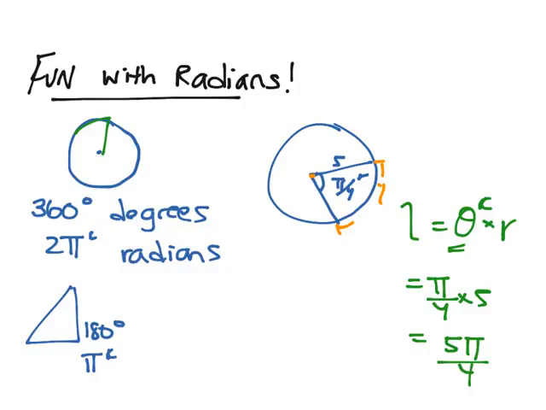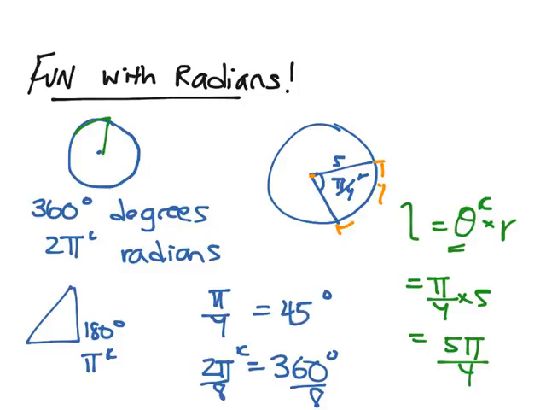What's pi over 4 radians in degrees? If we multiply 2 pi by 1 over 8, we get pi over 4. And 2 pi radians is equal to 360 degrees. So if 2 pi over 8 is pi over 4, then 360 over 8 is also equal to pi over 4 radians. And that's 90 over 2, or 45 degrees.